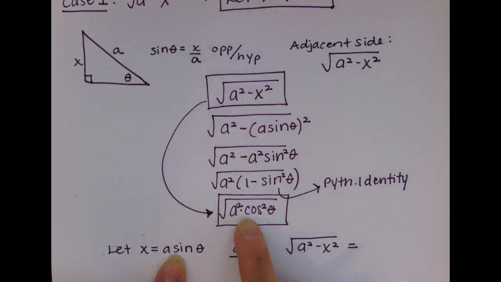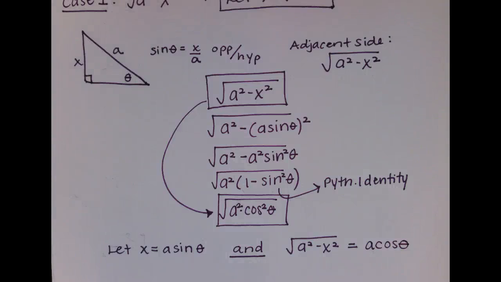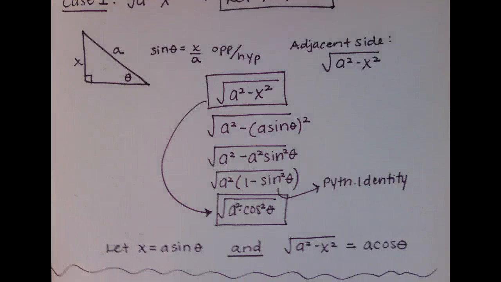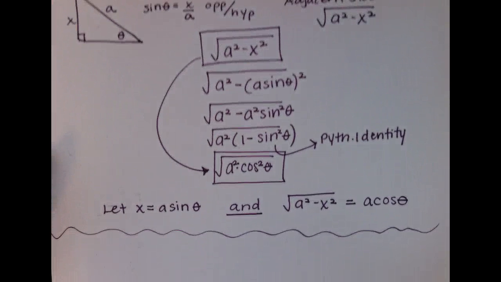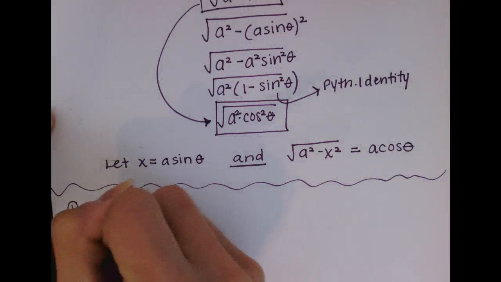Let's simplify this before I continue writing it down here. If I square root this entire expression, since each one is a perfect square, it just becomes a times the cosine of theta. So in case 1, I can let x equal a times the sine of theta, and then I can also replace the square root of a squared minus x squared with a cosine theta. So there is my first case. Let's go ahead and do that example that I mentioned in the beginning, which does reference this first case.